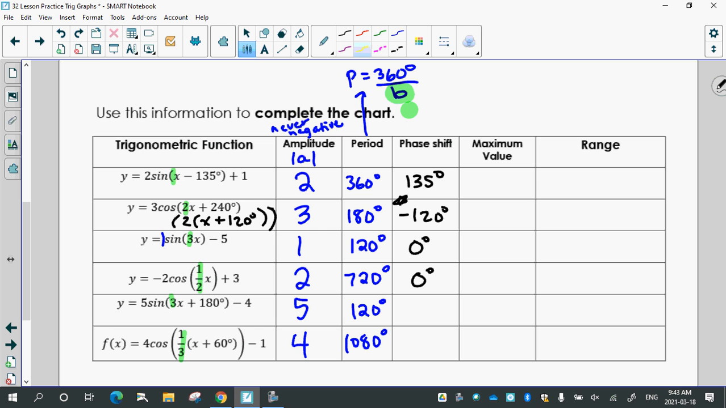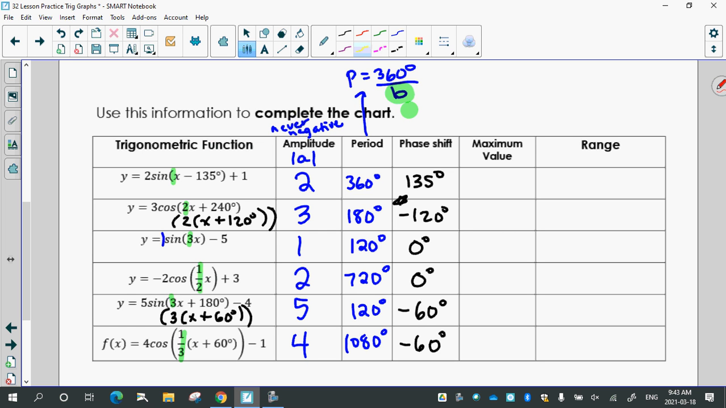The next one, again, you could get tricked and say negative 180, but it's not in factored form. So you have to divide 180 by 3. So it's really negative 60 degrees is your shift. Left 60. And the last one's already in factored form, so the phase shift is left 60, so negative 60 degrees.